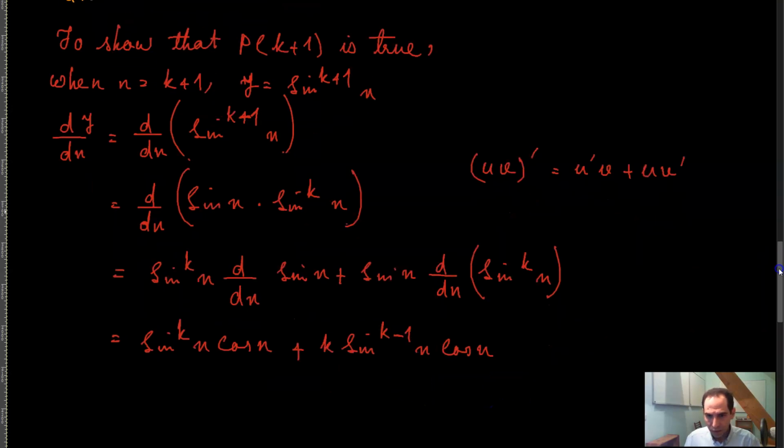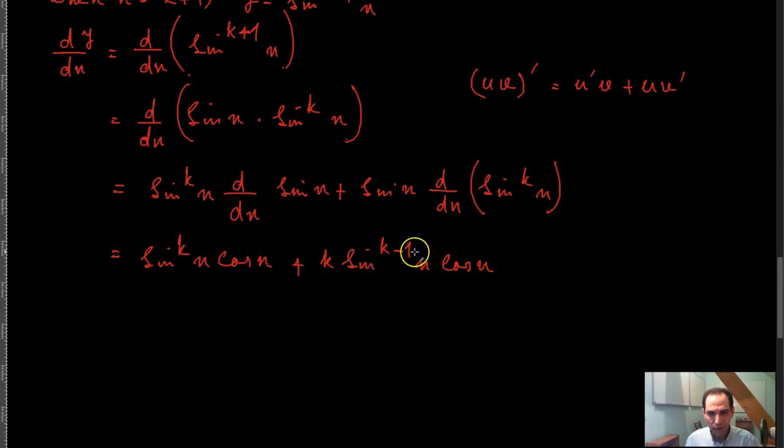And so what I can do is take sine raised to the power k minus 1 out. I can take that out. And here I can take a cos x. I can take a cos x. So let me see how they have done this.